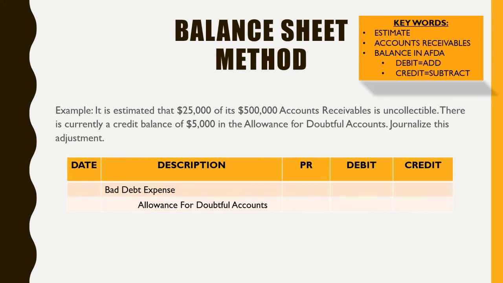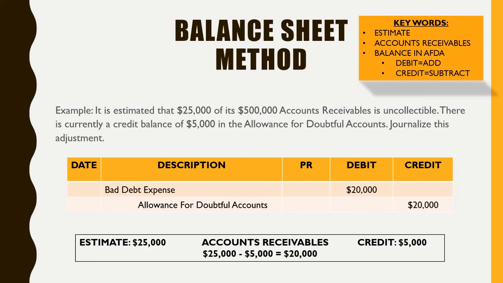20,000. Only 20,000. So if you're using this method where I'm recognizing my estimated amount and I'm recognizing accounts receivable, and I have a credit balance of $5,000, I'm going to take those two numbers and subtract them to get 20,000. And that's exactly correct. I'm going to now journalize my allowance for doubtful accounts and my bad debt expense to be 20,000, because I'm already at $5,000 on the right side. I need to get to a grand total of 25,000 on the right side. So the difference between the two numbers is 20,000.